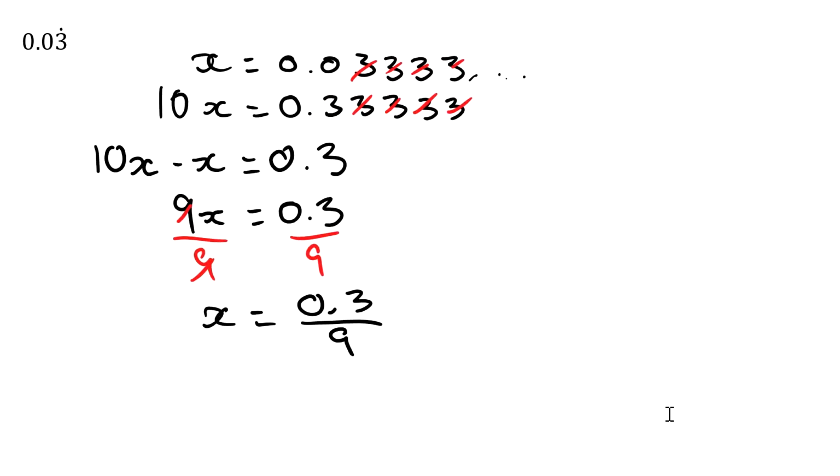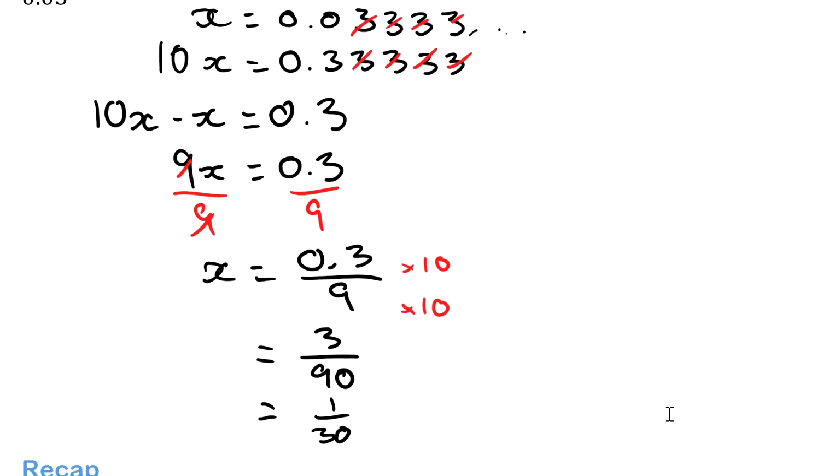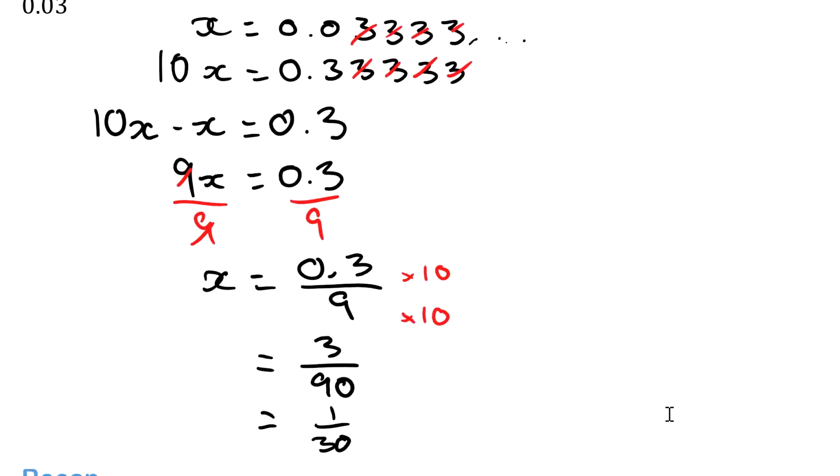But we don't want the decimal on top, so we need to go one step further, and we're just going to times both by 10. So we end up with 3 over 90, and you can simplify that down to 1 over 30. So it's all about writing this 10x, 100x. You're always dealing with 10s and 1s, and then divide by your 9, as we can see here.